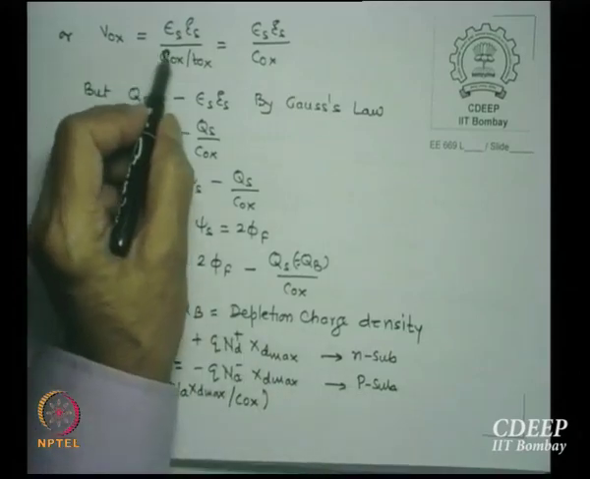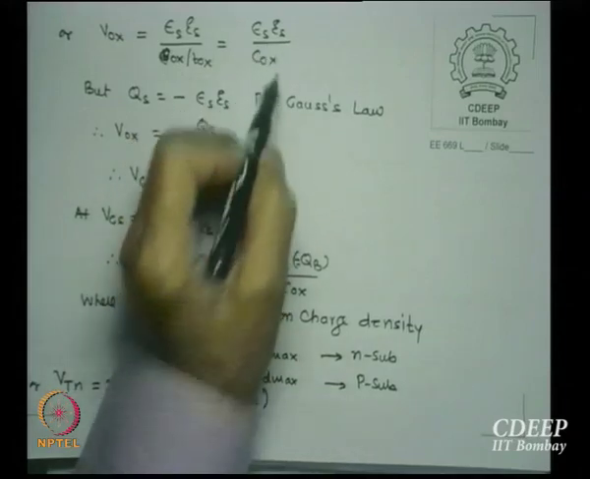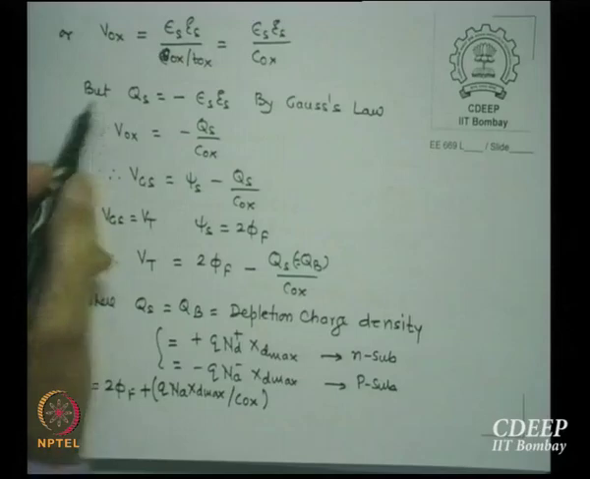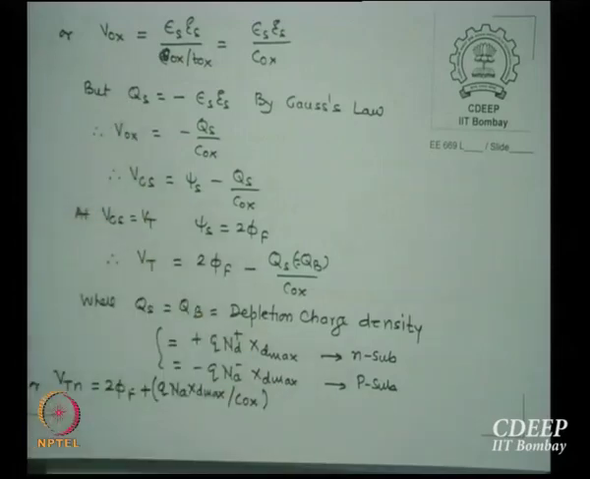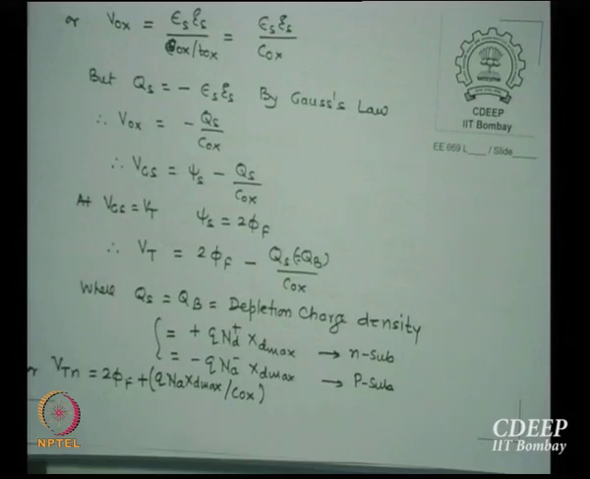Which is essentially epsilon S ES by COX. COX is per unit area. However, by Gauss's law, epsilon S ES is how much? The semiconductor charge density QS. This is Gauss's law. So QS is minus epsilon S ES. This is how Gauss's law is defined.